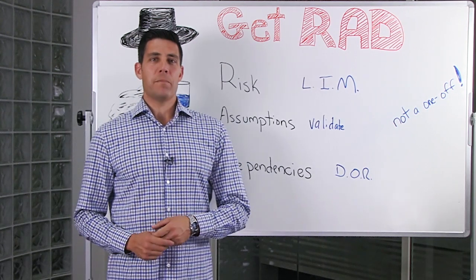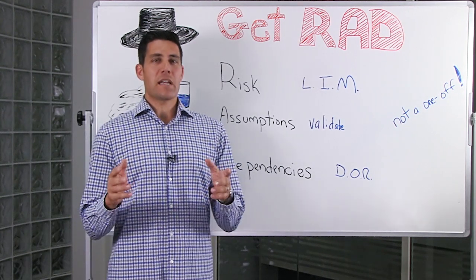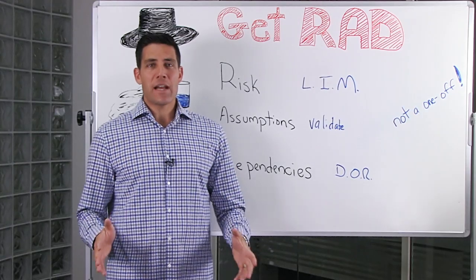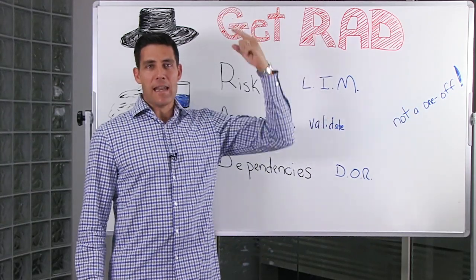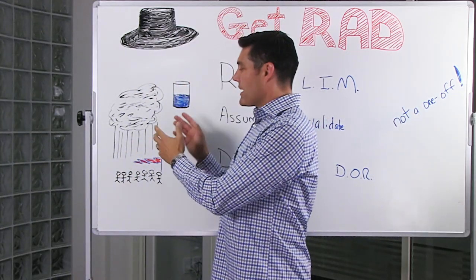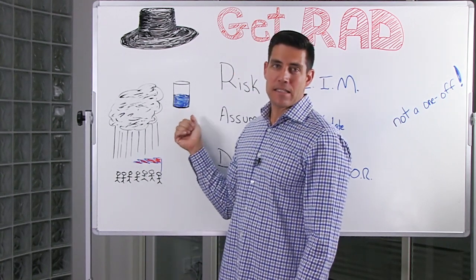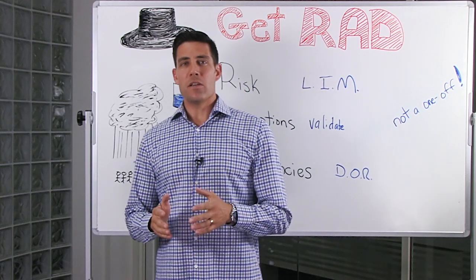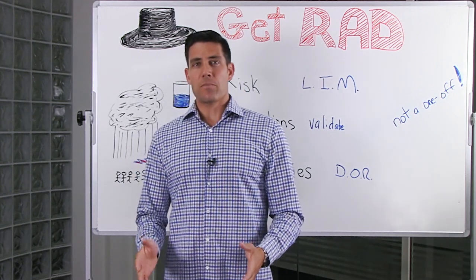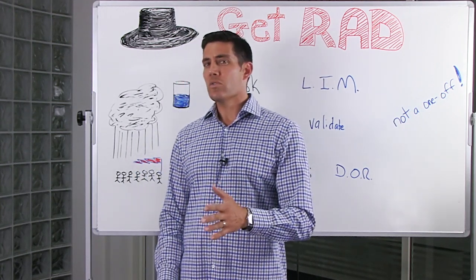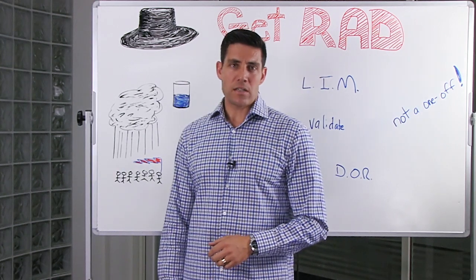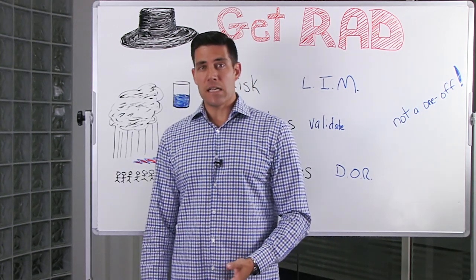Today we're going to get RAD. Now, getting RAD sounds like it's a real high energy thing, but actually getting RAD is a little bit of black hat, lots of dark stormy clouds raining on people's parade, and many half-empty glasses. Getting RAD is something that you do at the start of every project during project planning, but also you should do it periodically throughout your project, weekly, sometimes even daily.